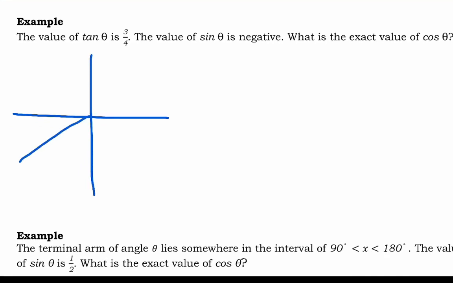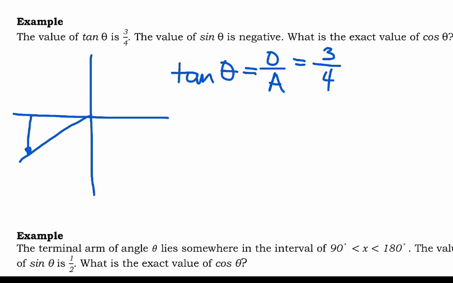So again, tan is equal to the opposite divided by the adjacent. So that 3/4 then gives us basically our point on the terminal arm. Right, so this must be -3, our opposite side, and this side is -4, our adjacent side. We are looking for the cosine of theta, so that means we are going to need to find the hypotenuse. So again, we know how to do that.